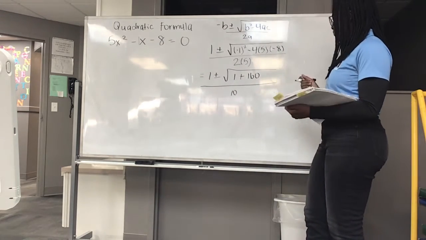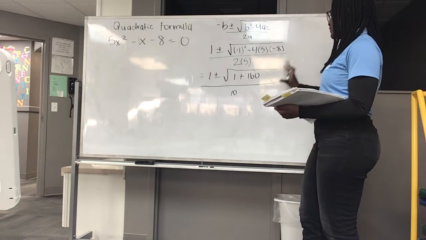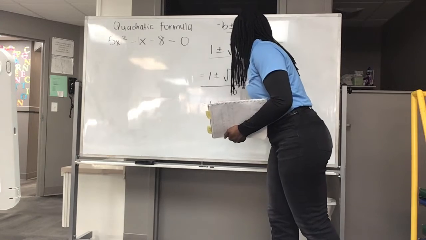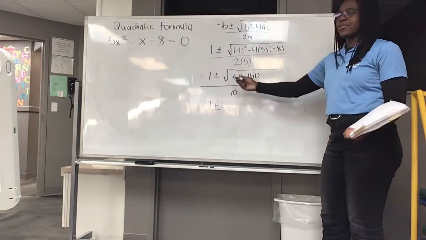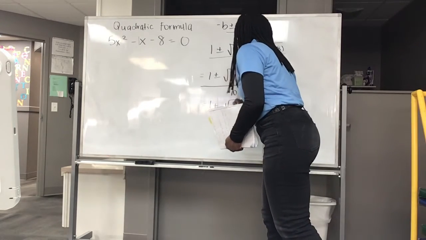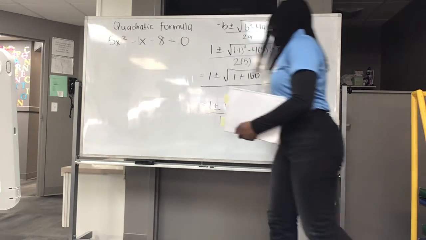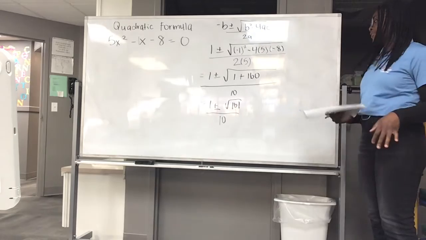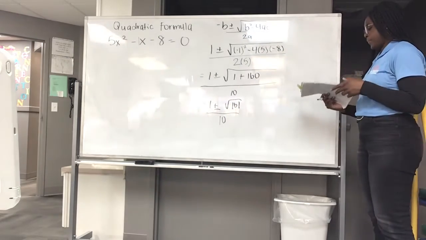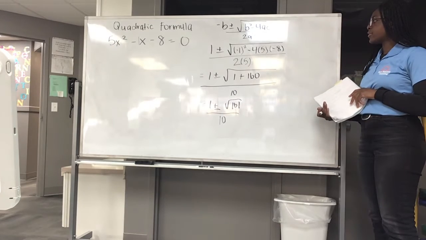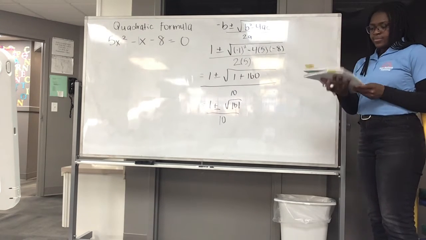Okay. So last step, I can still simplify some more. So I'm going to do 1 plus or minus the square root of 160 plus 1, which is 161. And then over 10. And then I'm just going to leave it like that. I'm not going to try and simplify it anymore. And so that would be my answer using the quadratic formula. Okay.